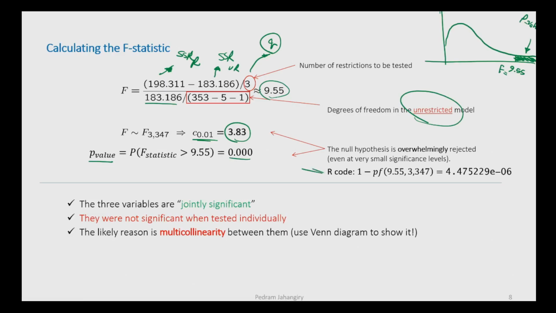And what is the code for the p-value? Again, we have done these things for the t-distribution. This story is exactly the same. It's a one-tailed test, so it's going to be 1 minus pf, the CDF of the F distribution in R. The arguments are the F statistic, degrees of freedom numerator, and degrees of freedom denominator. The answer is literally 0.